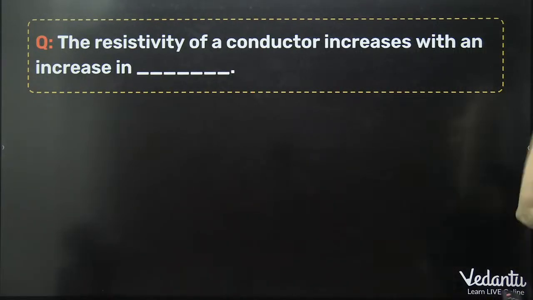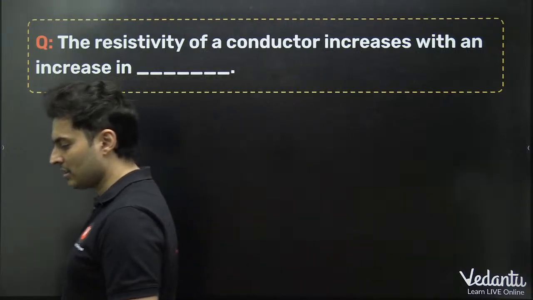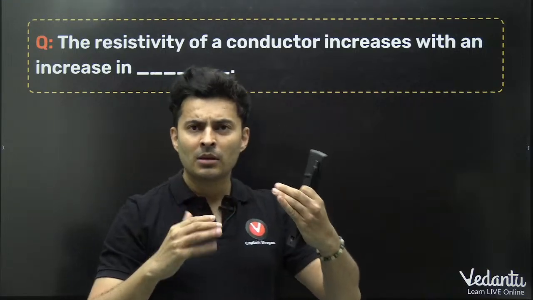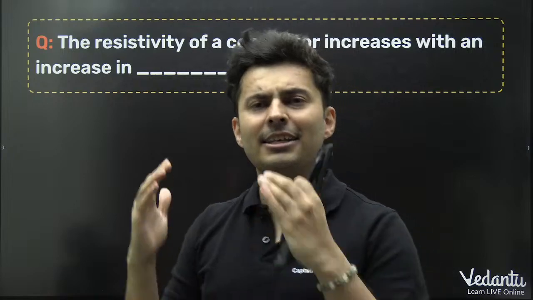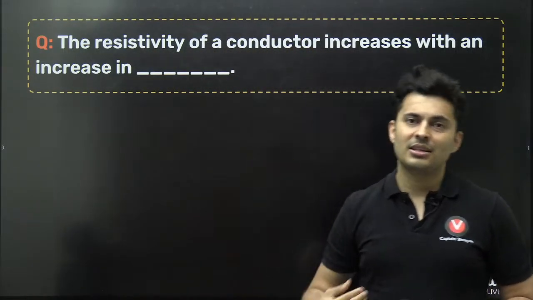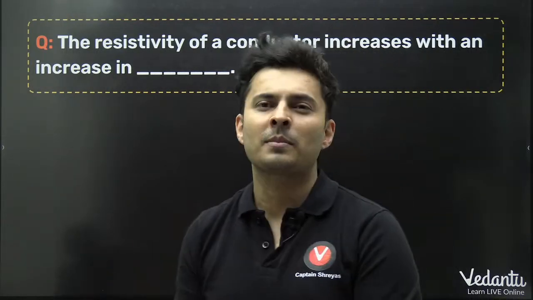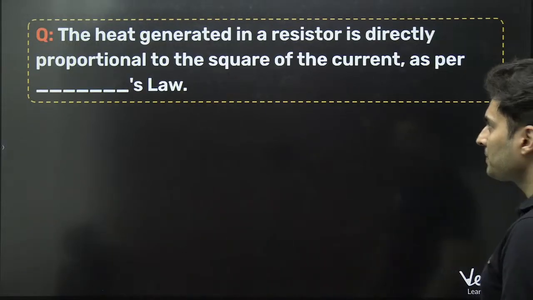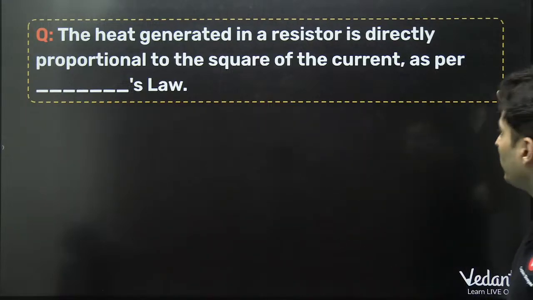Resistivity of a conductor increases with an increase in what? Which quantity is it? If you take a conductor, you see the resistance is going up. On doing what does the resistance go up? Obviously increasing the temperature. If you increase the temperature, collisions increase, it becomes more difficult for the electrons to pass by, and that automatically increases the resistance.